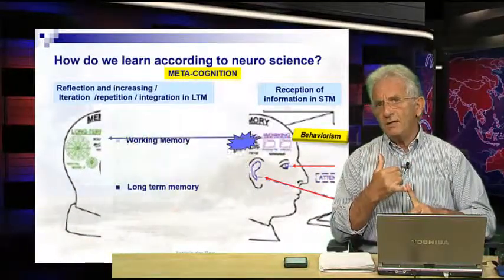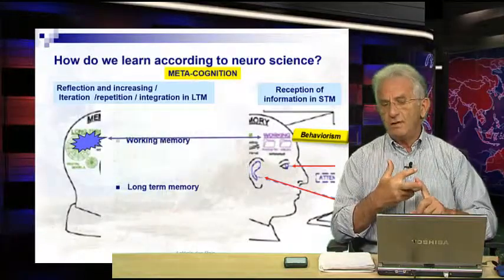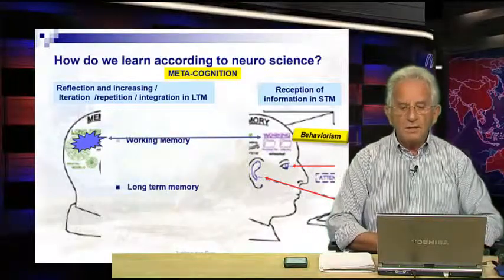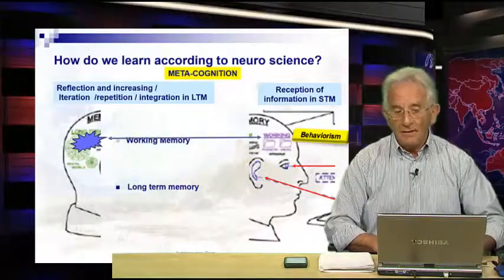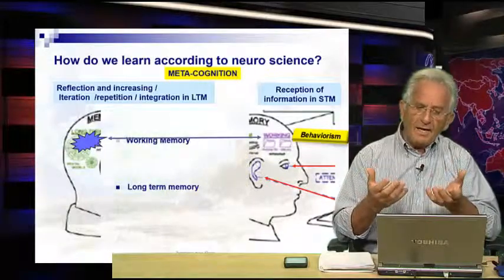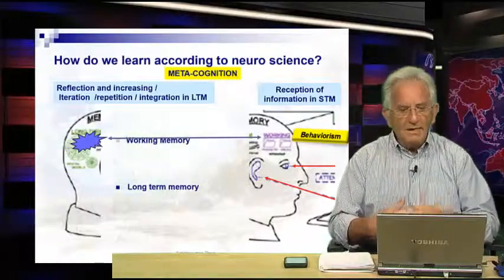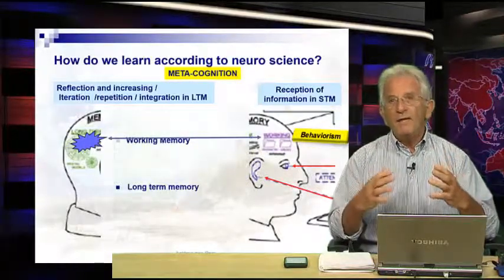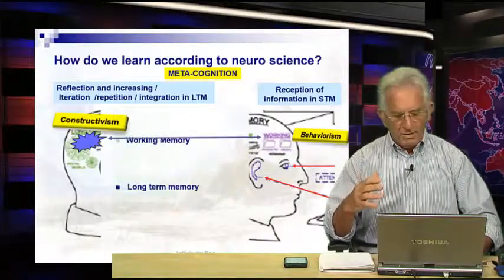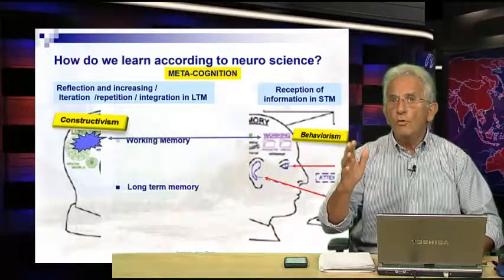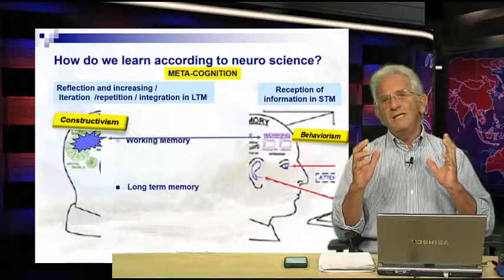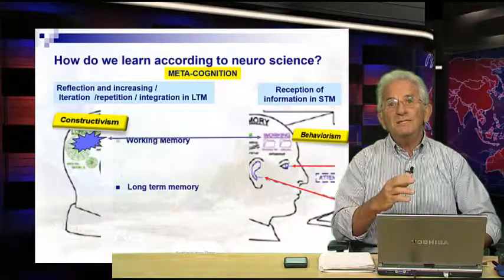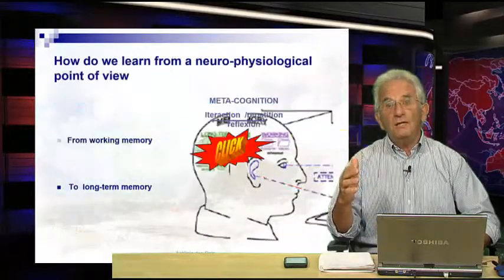But when we transfer from the short-term memory to long-term memory, it is a process of reflection and iteration, repetition and integration of all this information in long-term memory with all the information we had before. So it's a very reflexive process, and we can say that it is a constructivist process. So we have two moments. One is receiving the information, and another is reflection and memorizing and integrating and understanding all the process.